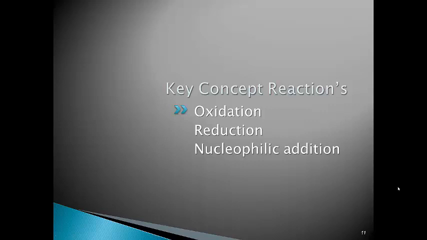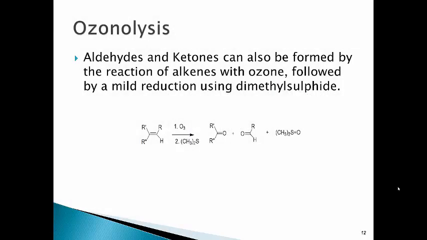Okay, so let's have a look at our key concept reactions. We're looking at oxidation, reduction, and nucleophilic addition. Ozonolysis is one way of preparing aldehydes and ketones. It's when an alkene reacts with ozone, followed by a mild reduction using dimethyl sulfide. It's a two-step reaction, indicated by 1, 2. The first is reaction with ozone, and then the next is the dimethyl sulfide.